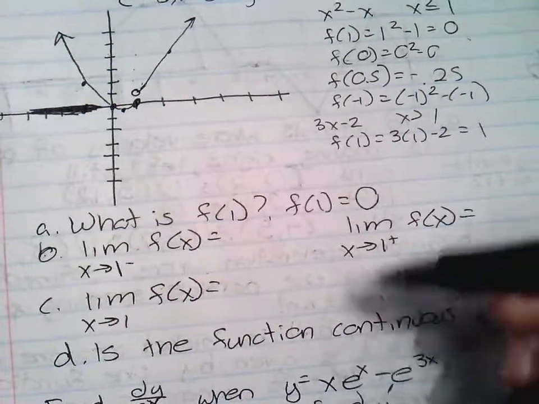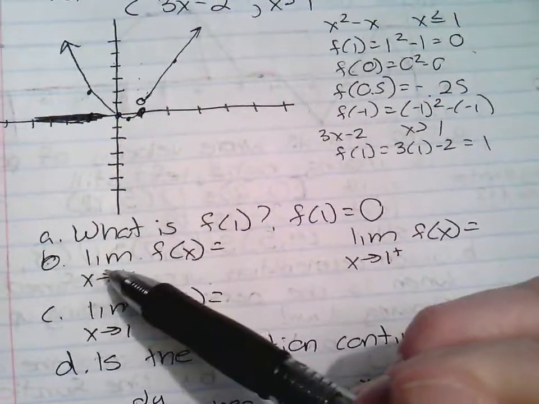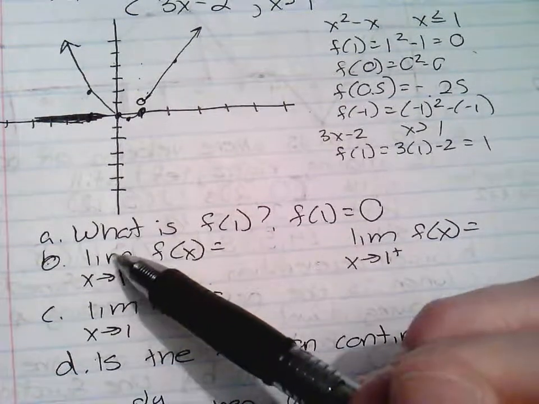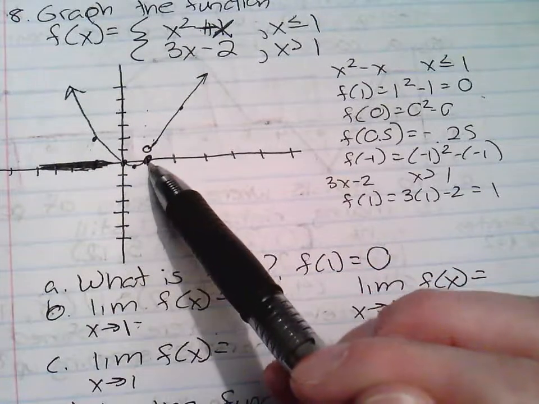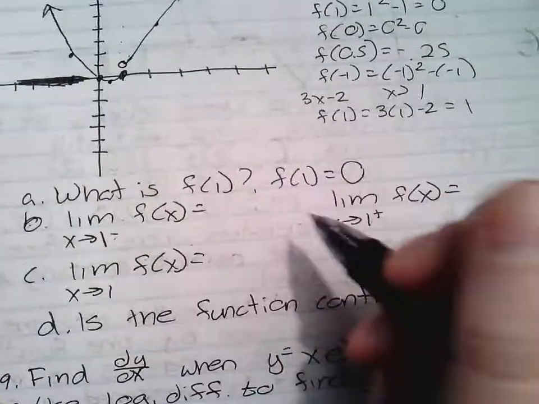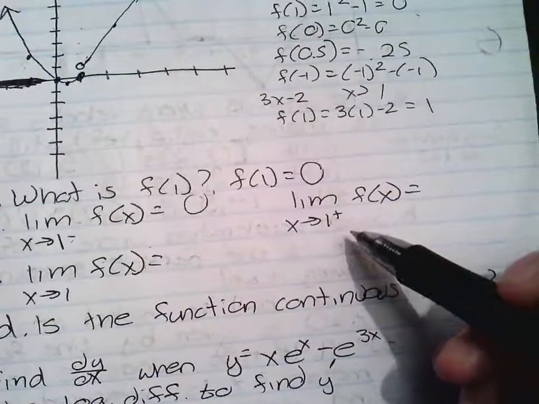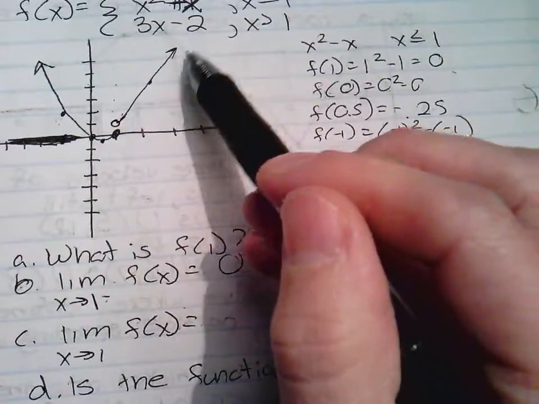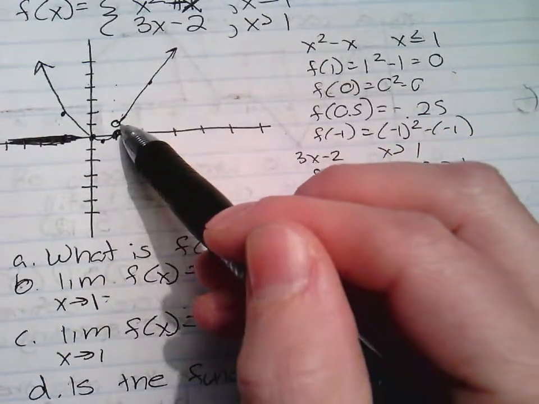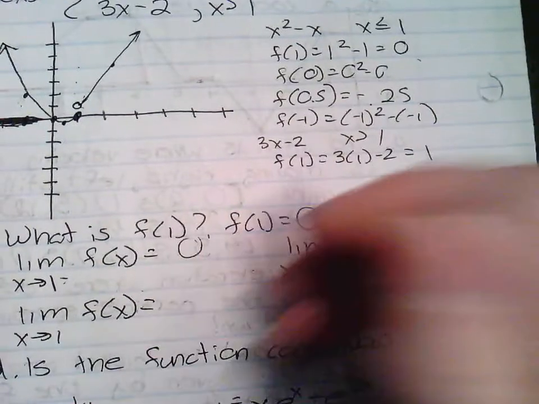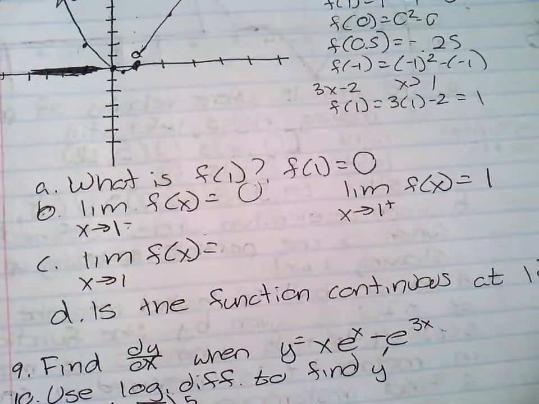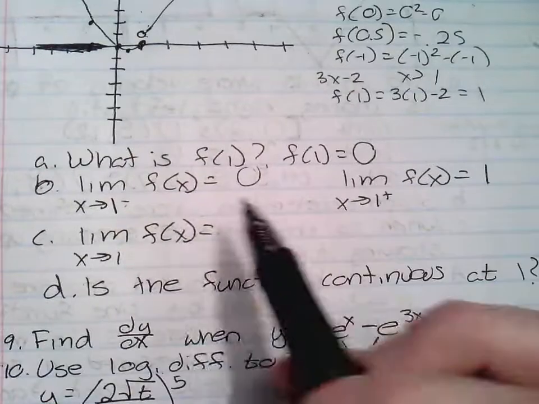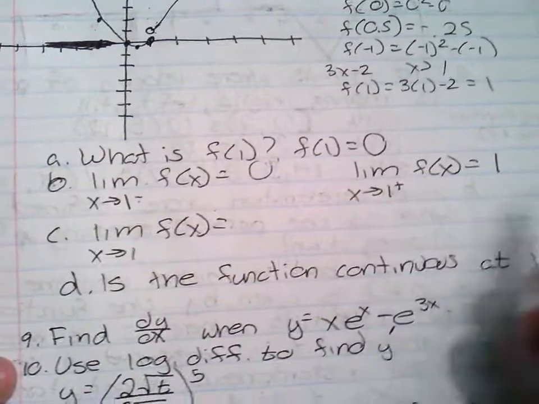Okay, next question is find your left and right limit. So left is with a negative. So the limit as x approaches 1 from the left of f of x, so you go over here, is going to 0. Right? So the limit as x approaches from the right is going to be y equals 1. So remember, you're looking for y values here. The limit as x approaches 1 of f of x cannot exist because the left-hand limit has to equal the right-hand limit.